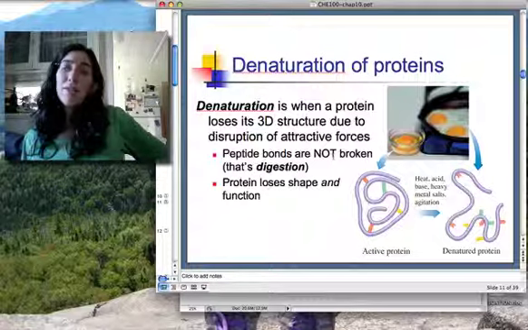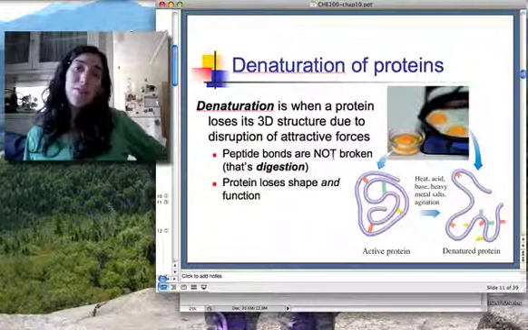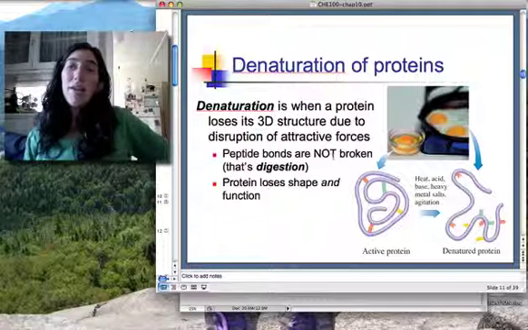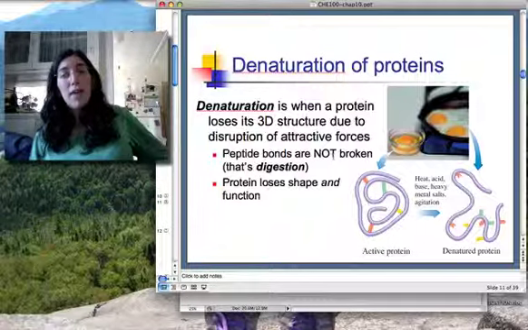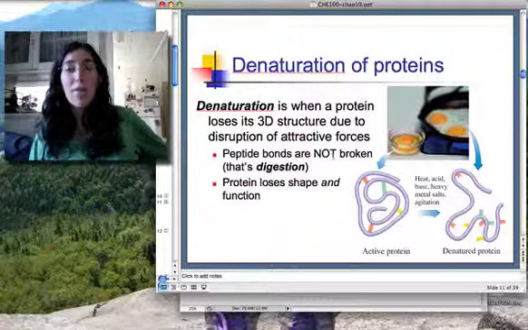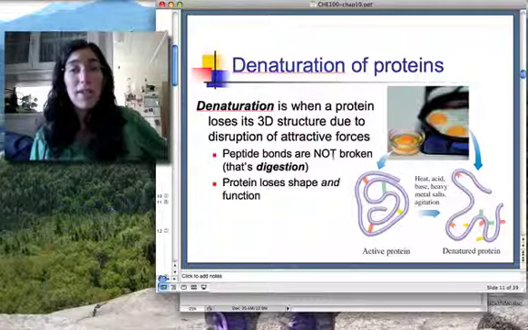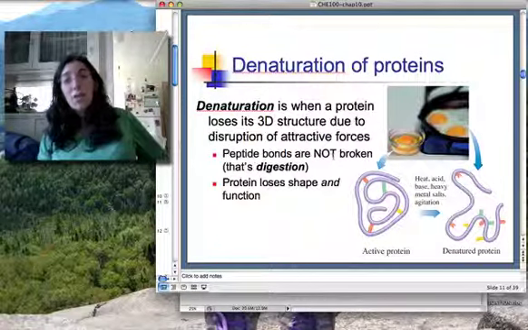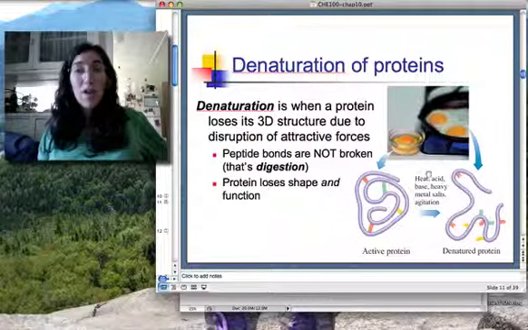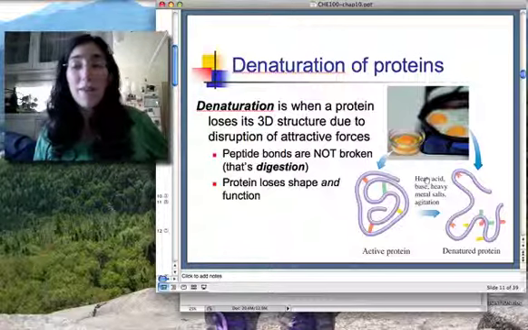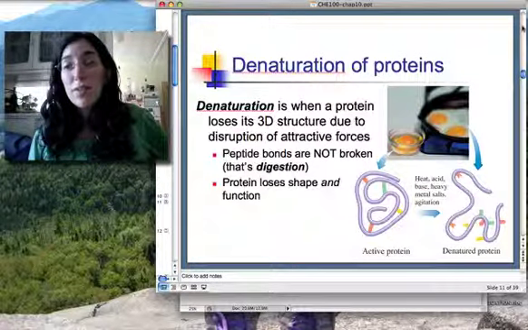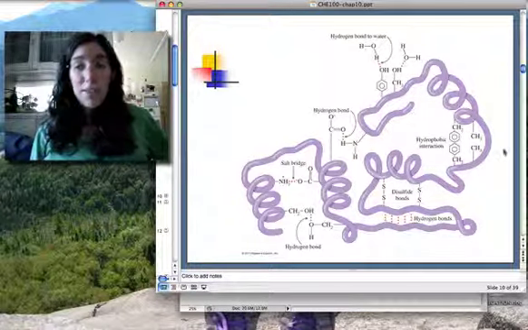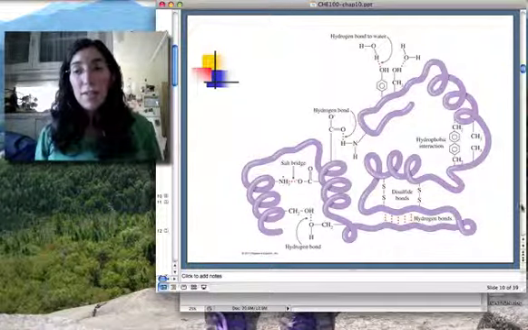And I want you to understand the different levels of protein structure, primary, secondary, tertiary, and quaternary. And I want you to understand this concept of how the three-dimensional structure of a protein determines its function and how denaturing a protein can change that function, and know what some of the different things are that cause denaturing of a protein. And then I also expect you to know and understand the different types of attractive forces that can hold a protein in its three-dimensional shape.